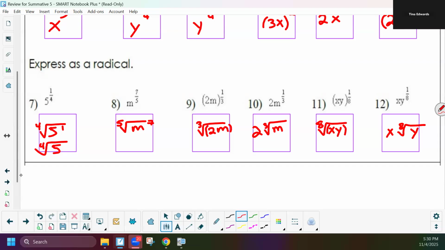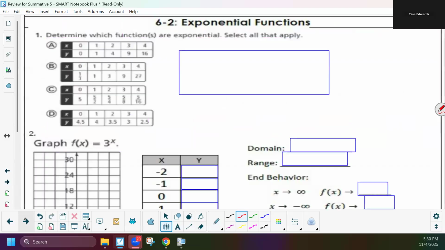Okay, so let's look at the next one. Okay, this is exponential functions. Determine which functions are exponential. Go ahead and pause the video and see if you can do this section.